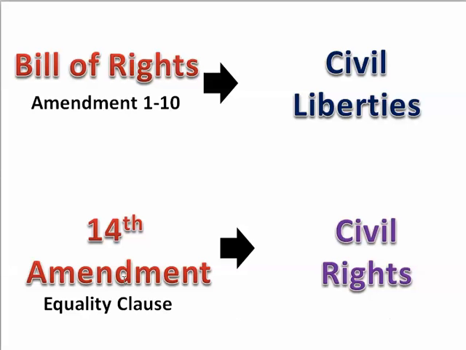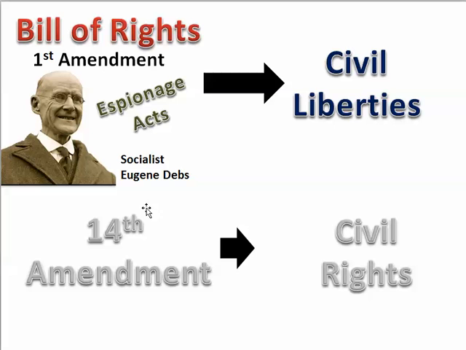I'll give you an example. Okay, so a civil liberty, for example, would be Socialist Eugene Debs. A lot of people felt that his civil liberties had been violated because he has a First Amendment right to free speech. That he should have been able to say whatever he wanted to say. The government should not have been able to lock him in jail. But unfortunately for him, the Supreme Court feels like when we're in war, we can suppress individual rights. But any other time, he would have been okay. He would have been protected.